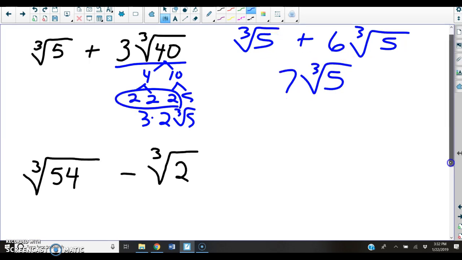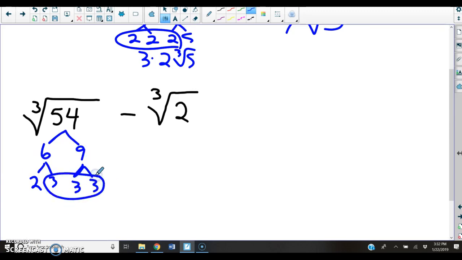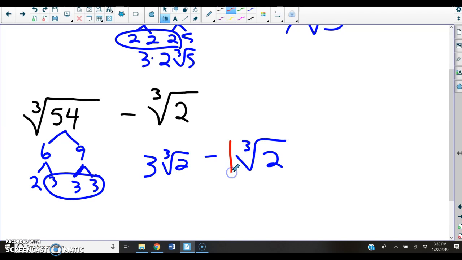Bottom one is going to be similar, isn't it? Because when I look at 54, we already saw that was 6 times 9. 2 times 3, and 9 is 3 times 3. So that's going to become 3 cube roots of 2 minus the cube root of 2. Remember again that understood 1. So this is going to become 2 cube roots of 2.